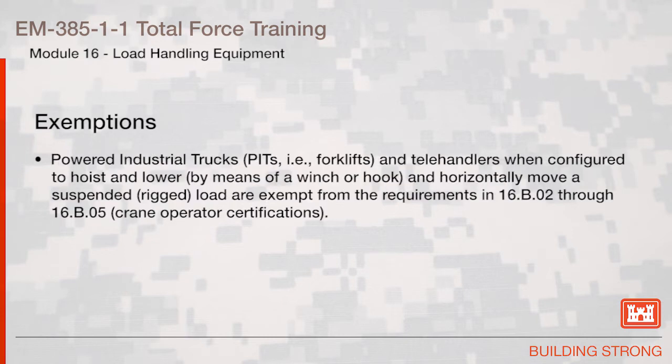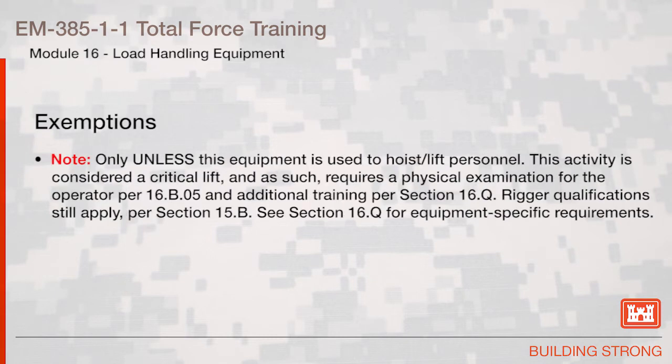Powered industrial trucks, PITs, for example, forklifts or telehandlers, when configured to hoist and lower by means of a winch or hook and horizontally move a suspended or rigged load, are exempt from requirements in 16.B.02 through 16.B.05 crane operator certifications. Note, only unless this equipment is used to hoist or lift personnel.